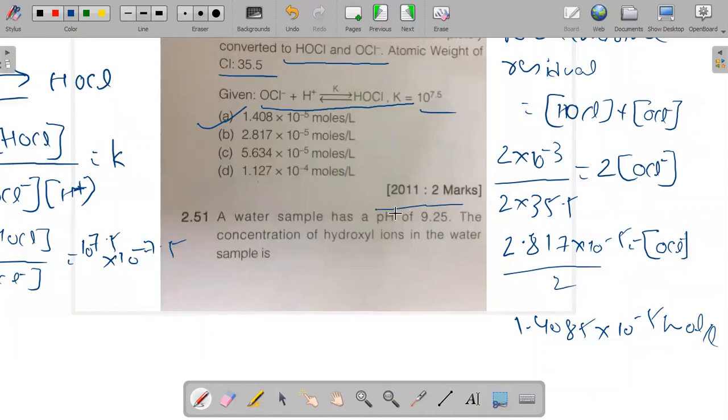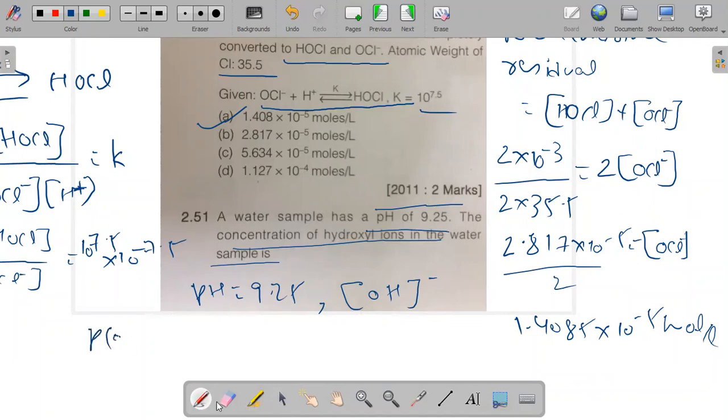Let's move on to the next question, in which we have a water sample of pH 9.25, and here we need to find the concentration of hydroxyl ion in the water. We have a pH given as 9.25, and we need to find the concentration of OH minus. As pH plus pOH is 14, pOH is 14 minus 9.25.